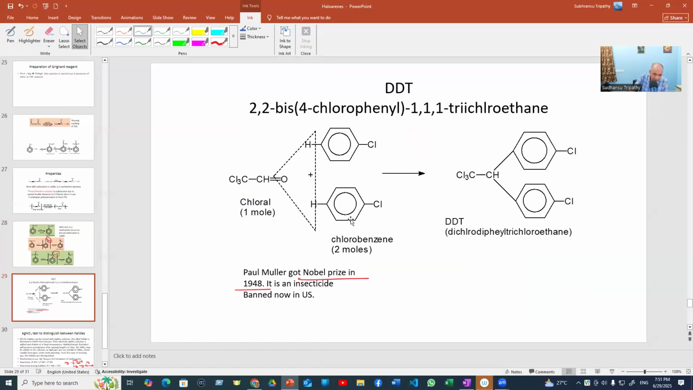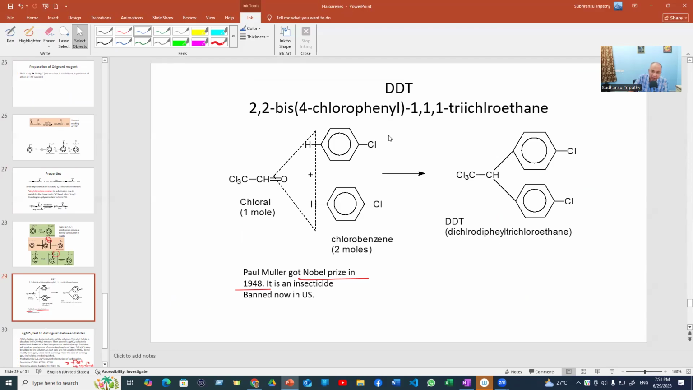How do you prepare it? Take 2 moles of chlorobenzene and 1 mole of chloral. This is trichloroacetaldehyde, CH3 has been converted to CCl3. We will see how chloral is obtained from acetaldehyde. 1 mole of chloral and 2 moles of chlorobenzene will immediately react. The para hydrogen is lost with the oxygen, and the double bond is converted into single bonds. So this is nothing but DDT.